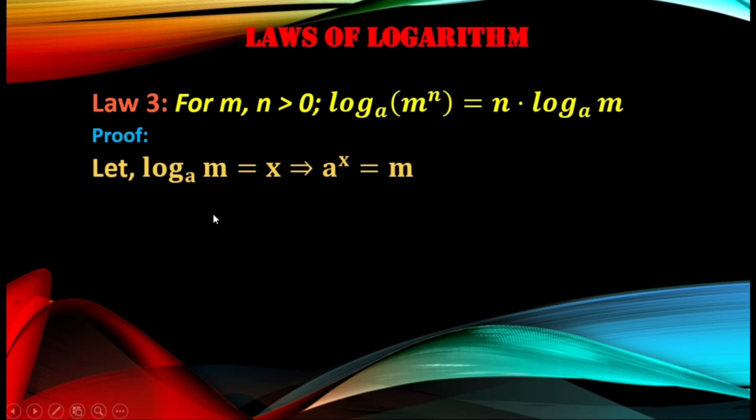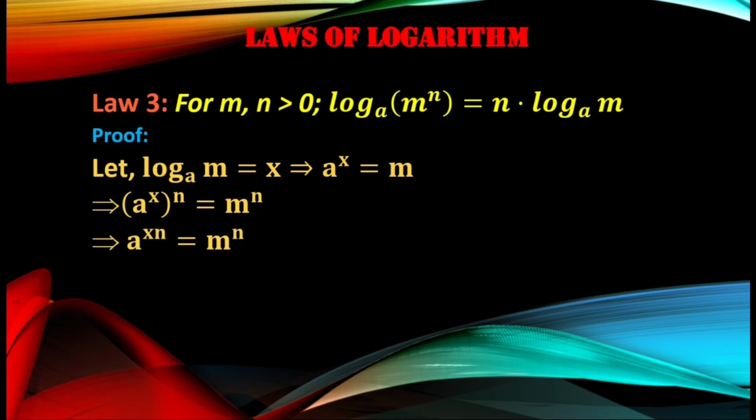So let us suppose log of m to the base of a equals an independent variable x. I have already discussed in the previous chapter that if a number is expressed in logarithmic language as log of m to the base a equals x, then in exponential form it can be written as a to the power x equals m. Now we want to raise both sides to a certain variable n, which is greater than 0.